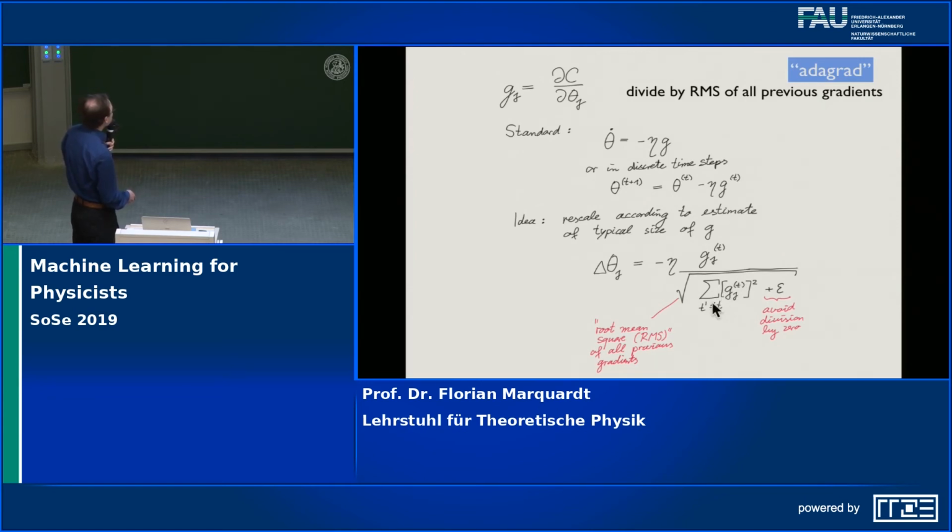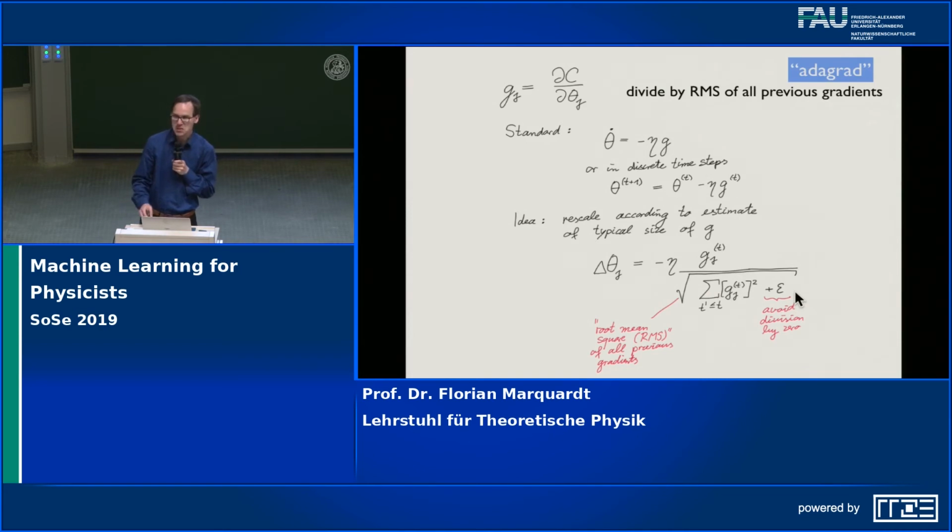Maybe sum over all previous time steps to get an estimate of how large this gradient is typically. And take the square root of this, just to get the same dimensions as the g in the numerator, and divide by this. So this is something like the typical variance, actually the root mean square of this gradient component. Basically you would divide the gradient by the root mean square of the gradient component. And if you want to be really cautious, maybe you add some epsilon because it sits in the denominator, so you don't divide by 0.